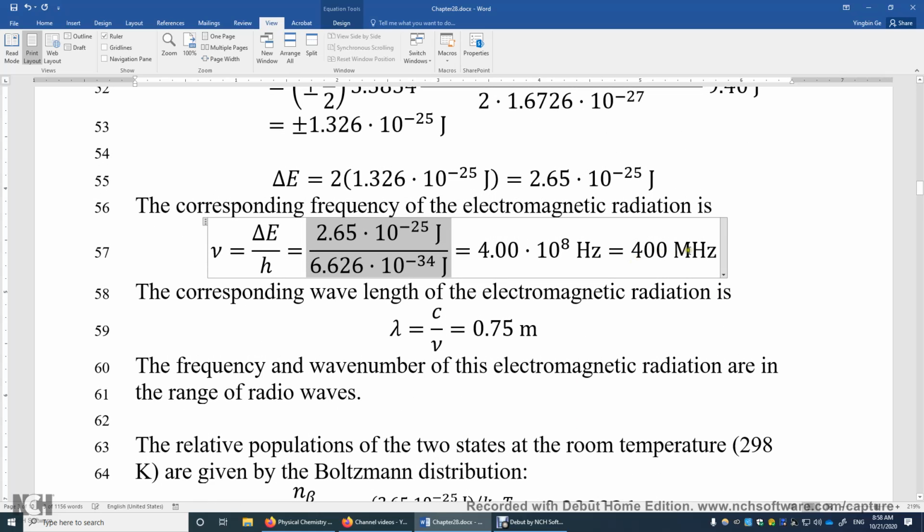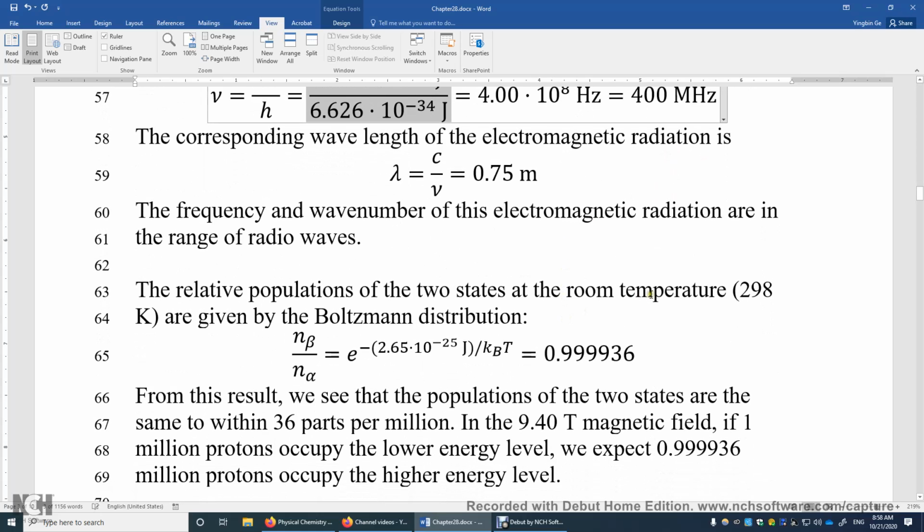Oh, if you still have those old style radios, you can take a look at their AM and FM radio frequencies and make some comparison yourself. Now we can also calculate the relative populations of the two states at room temperature. We're going to assume the Boltzmann distribution.